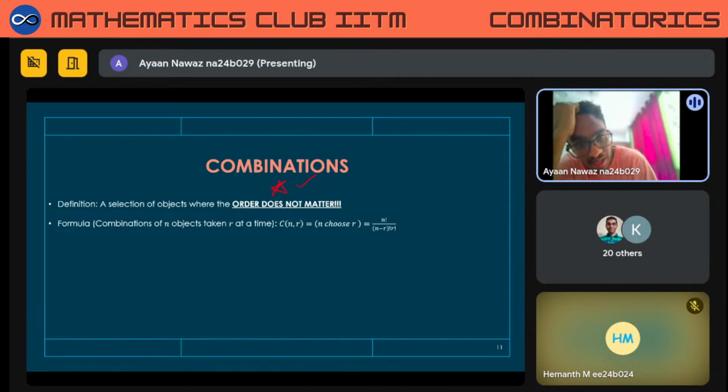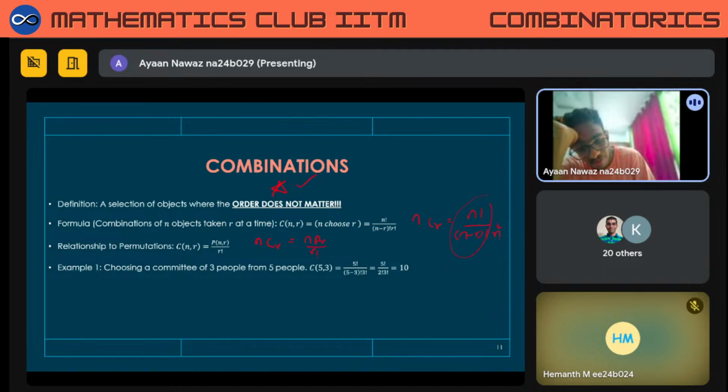Combinations of n objects taken r at a time. So that is nCr basically. This is nCr, that is n factorial by n minus r factorial into r factorial. Next. Relationship to permutation is nCr is equal to nPr by r factorial. It is quite evident. This is nPr and this is r factorial.